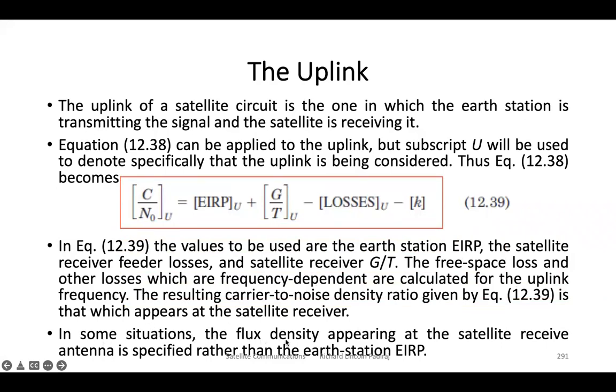In some situations, the flux density appearing at the satellite receive antenna is specified rather than the Earth station EIRP. So sometimes what is given is specifically the flux density value. That will be mentioned. If it's not mentioned, then fine, no problem. You can use the values which are given.